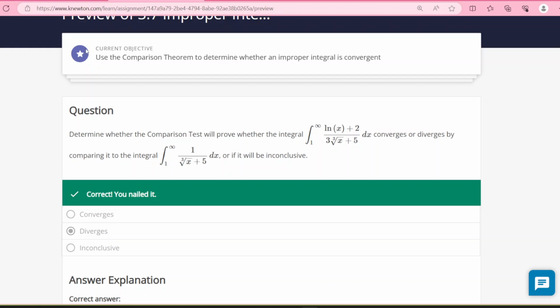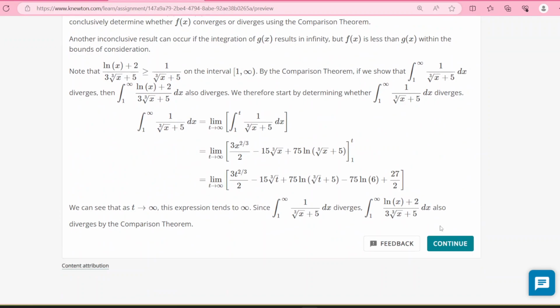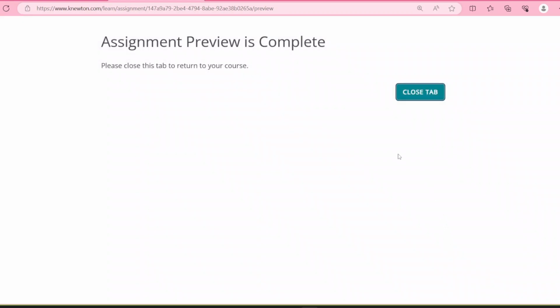Okay, there it is. The objective is filled in. This is finally done. All right, great. So that's it for this assignment on improper integrals.